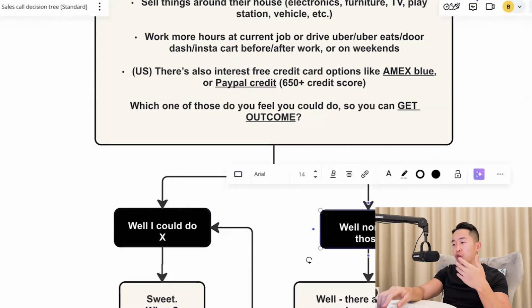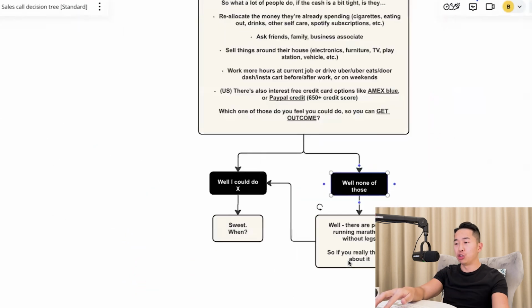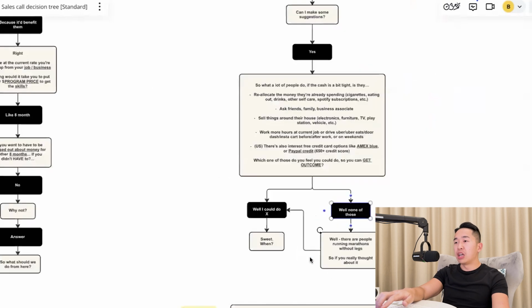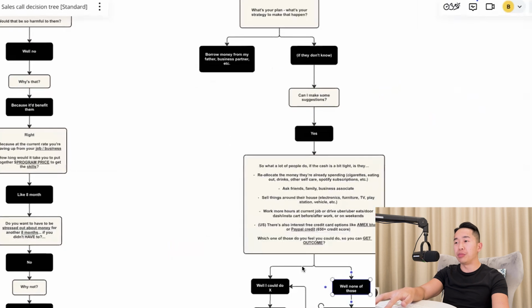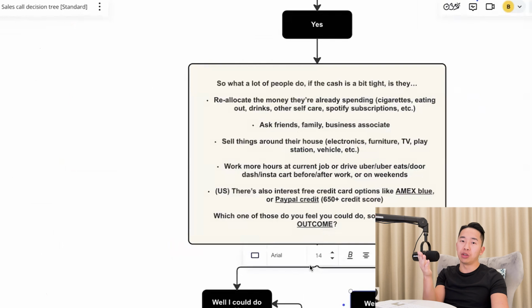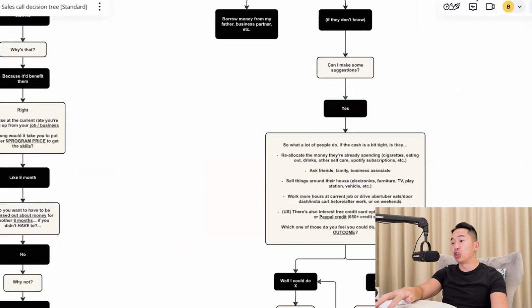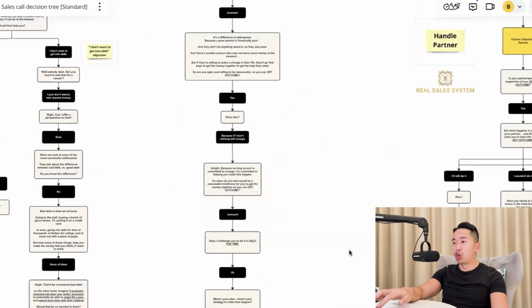If they say, well, none of those, then you simply do, oh, there are people running marathons without legs. So what if you really thought about it? So you simply do that. Now at that point, if you have a downsell, you could do a downsell. I wouldn't recommend that right away though, because it'll just kill your cash collection. Commonly people just resort to the path of least resistance, meaning the salesperson will go straight into the downsell, even though the prospect could have done the actual high ticket program. So I wouldn't recommend it usually. But if you have that, we don't have time to go through that right now. So we're going to move on to the other thing.